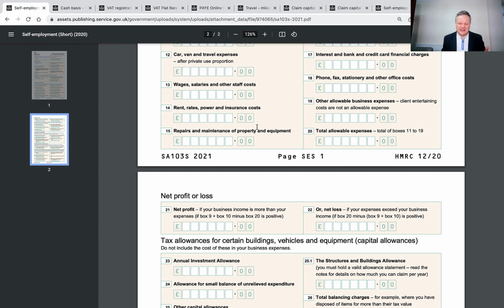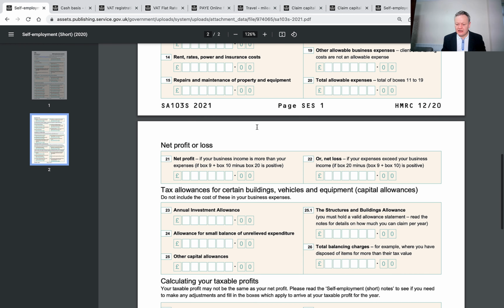Phone, fax, stationery, and other office costs. Again, pretty standard. Not going to say too much on that. Other allowable business expenses: client entertainment costs are not allowable. Is that a mistake? Yeah, let's put that as a mistake. People do put in there entertainment.